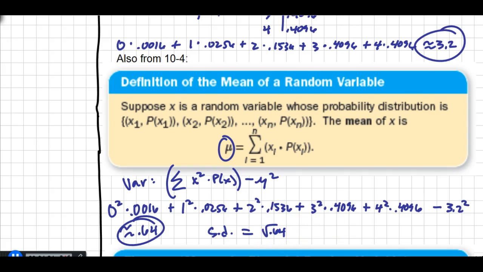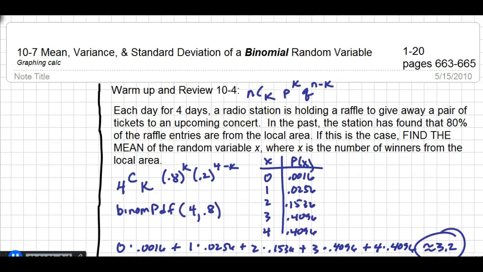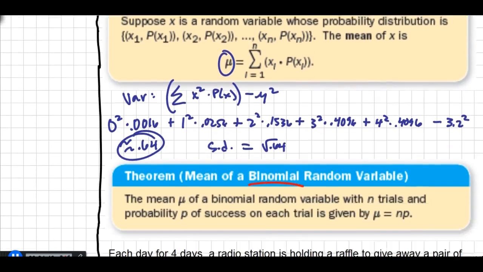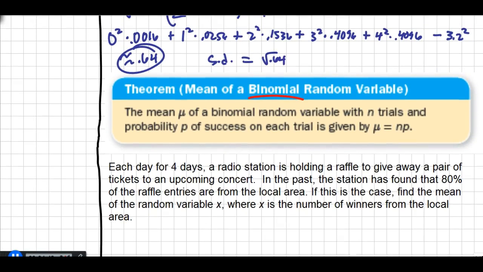But remember that today's topic is not about just the mean of a random variable, it's the mean of a binomial random variable. And I have good news for you. When the variable is binomial, you can calculate the mu much faster, but only in the binomial case is your mu going to be given with this formula. If it's a binomial random variable, then you can just do the number of trials times the probability.